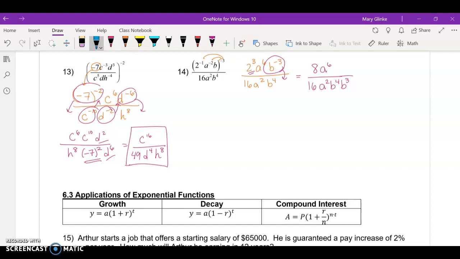The last thing I can do here is reduce my numbers. 8 over 16, I can divide each by 8. 8 over 16 is equivalent to 1/2. My a's, I have 4 extra a's in the numerator. And for my b's, I combine them to get 7. So it's a to the 4th over 2b to the 7th. And if you have a 1 out in front there, that's the same thing. It's totally fine.